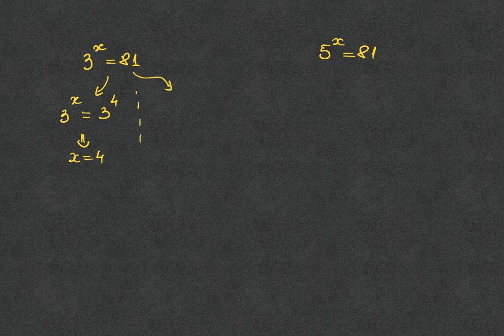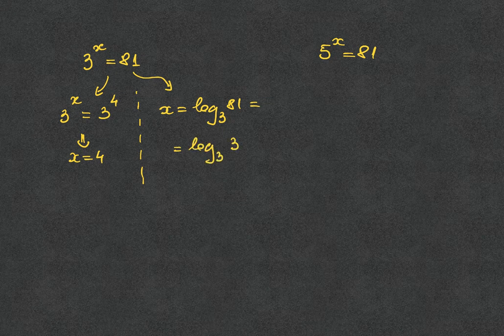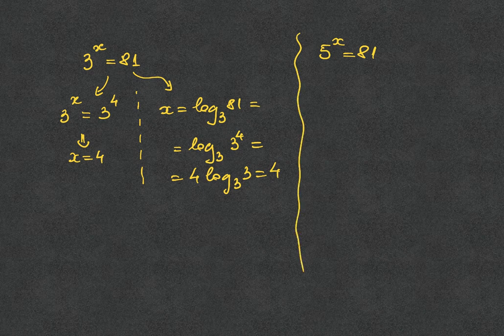However, as we learned earlier, I can write x equals log in the base 3 of 81. But now I know that 81 is 3 to the power of 4. Using properties of logarithms, that is 4 log in the base 3 of 3, which is 4, so it's the same answer. However, if we have questions like 5 to the power of x equals 81, the only way we can do it is using a logarithm and then using my calculator to get the answer to 3 significant figures as a final answer.